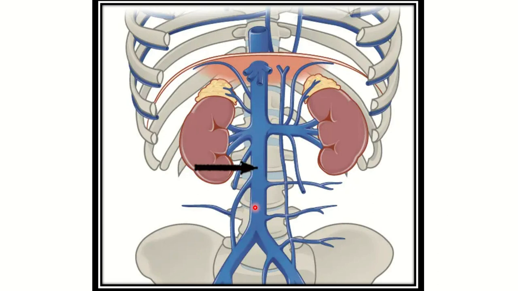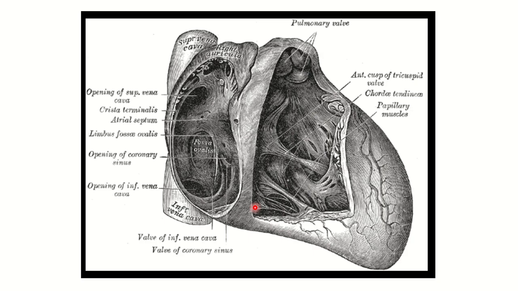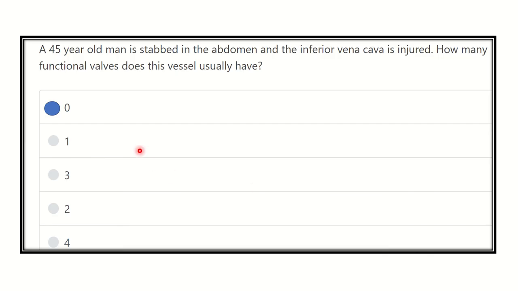The inferior vena cava has some valves, but none of these are functional. So our answer is 0. That means the inferior vena cava has no functional valve. That means 0 functional valves. Thank you.